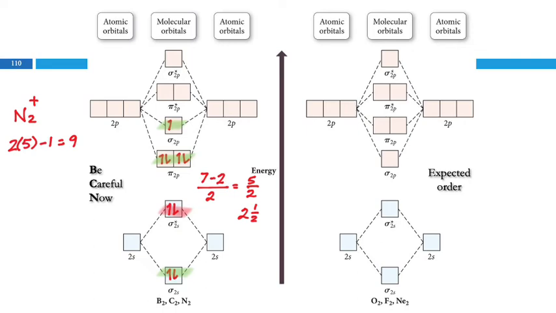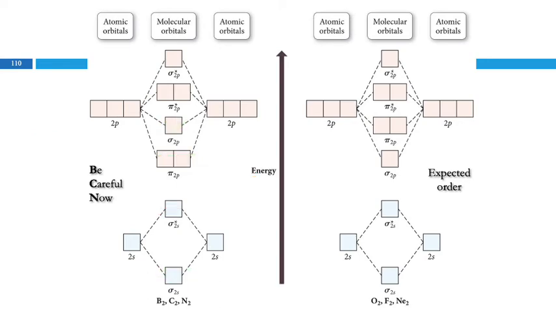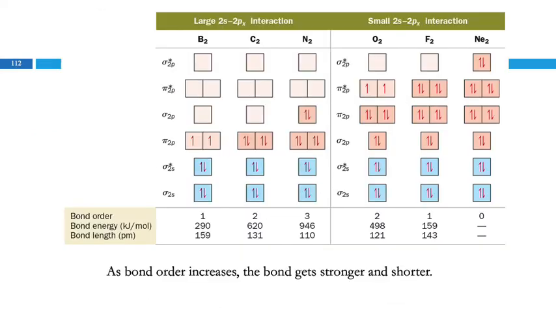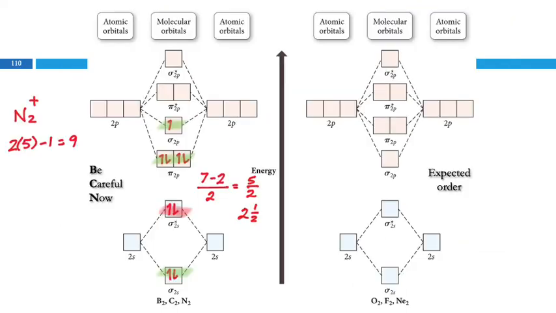Well, what's the bond order of N2? It's got 1 more electron. So this is going to be 8. We're going to end up with a bond order of 3. We can also see that if we go over here. There we've got our bond order of 3. So going back, this has a bond order of 2.5. N2 has a bond order of 3.